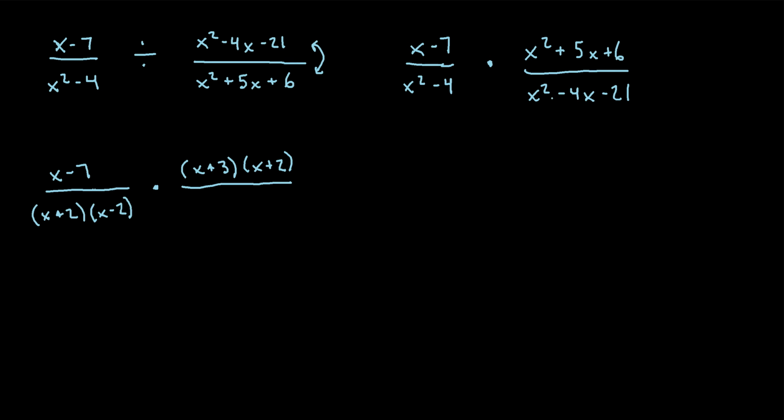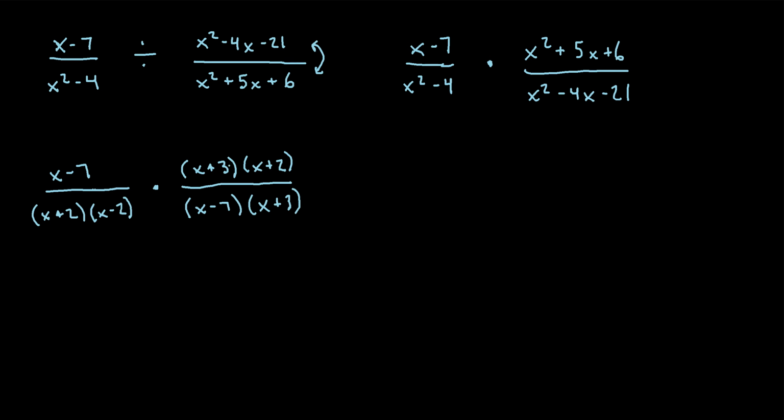And then in the denominator we have x² - 4x - 21. So again we ask, what numbers multiply to negative 21 and add to negative 4? That would be negative 7 and positive 3. So we'll write (x - 7)(x + 3).